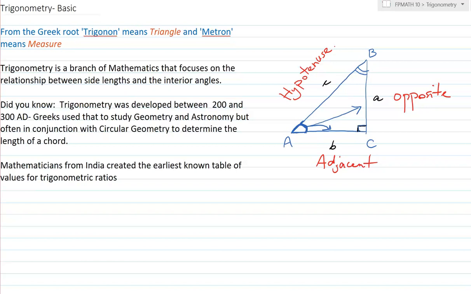Now that we know how to label the opposite, adjacent, and hypotenuse sides in a right angle triangle by referencing a specific angle, let's look at this angle now. BC, or the small letter a, will be the opposite side to angle A. B will be the adjacent side to angle A, and the hypotenuse always stays the hypotenuse.